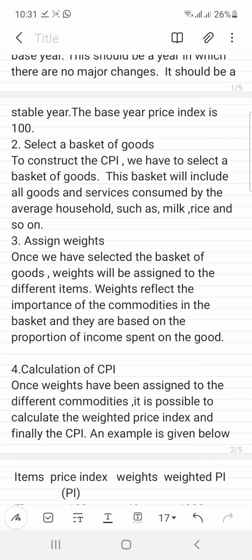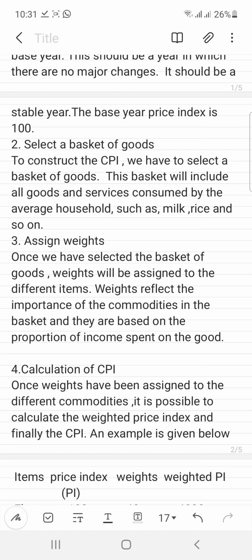Once we have selected our base year and our basket of goods, we are going to assign weights to the different items in the basket. Weights will reflect the importance that we attach to the different items in our basket. Why we have to assign weights?